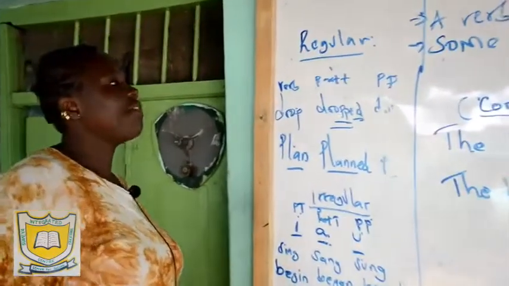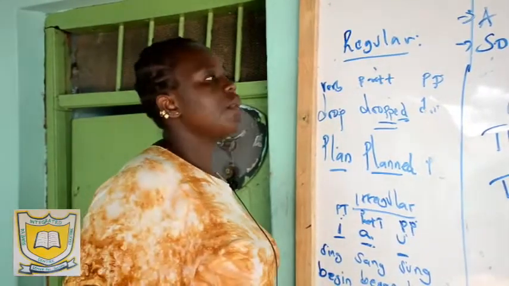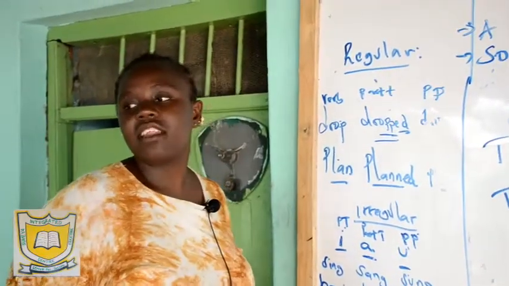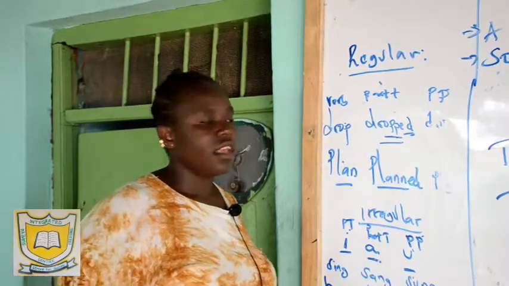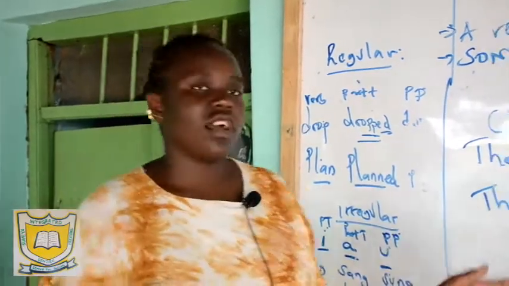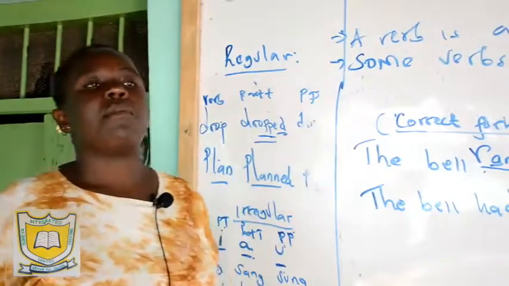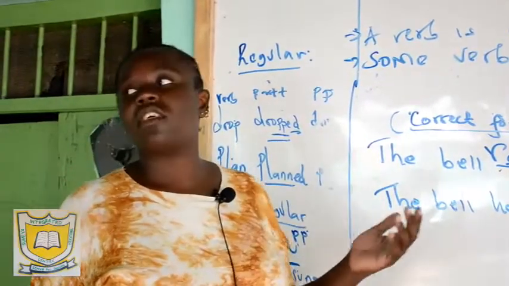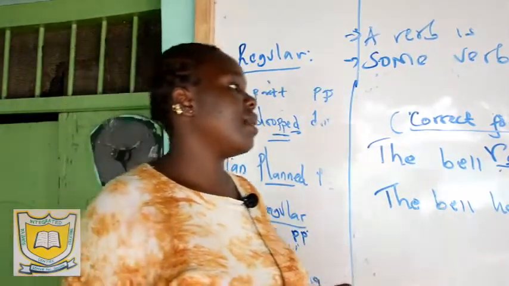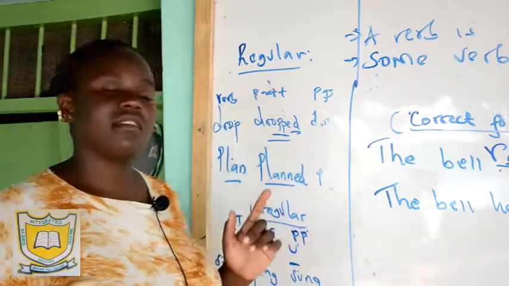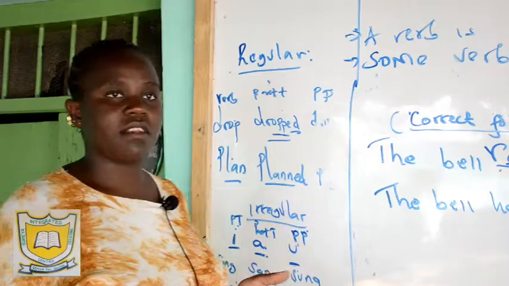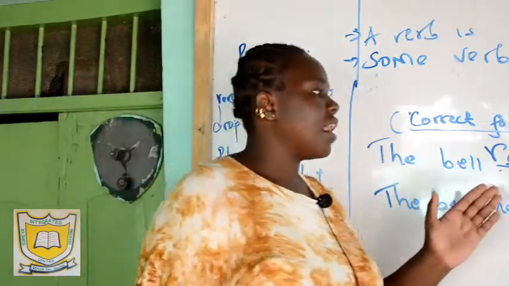It's not like having regular verbs. You simply know that when you have a regular verb, you are going to add -ed. But when it comes to irregular verbs, especially these ones that change from I to A to U, you are bound to find it difficult if you are not conversant with how to use them in a sentence, especially when they want the past tense or the past participle. So you have: The bell rang when I arrived.